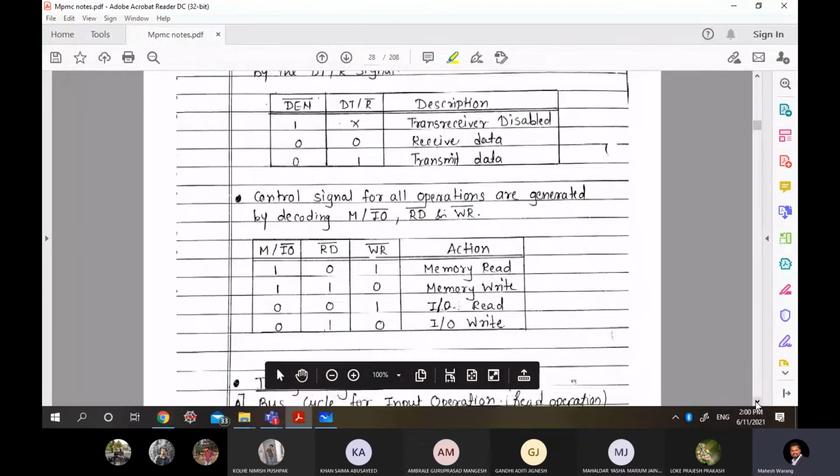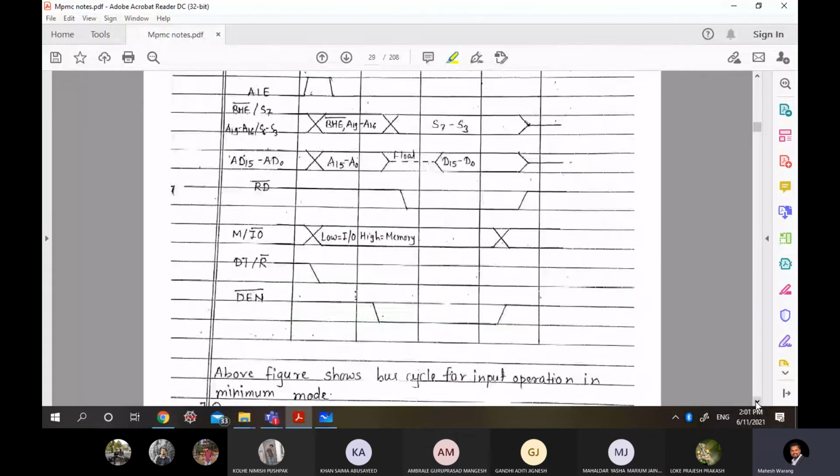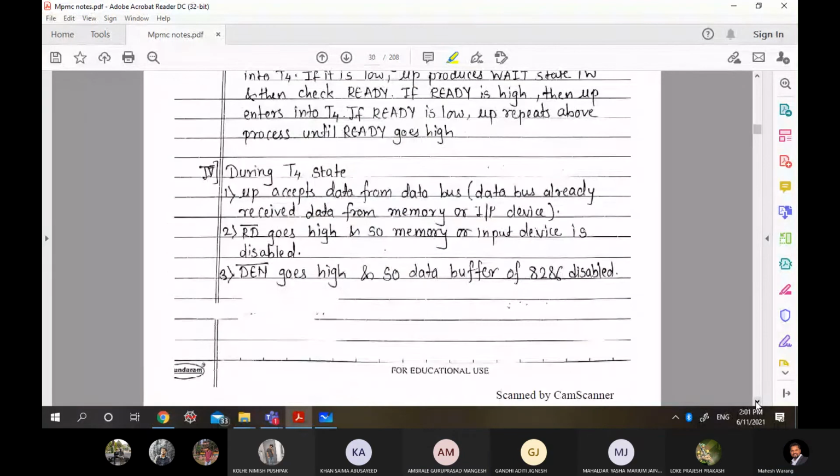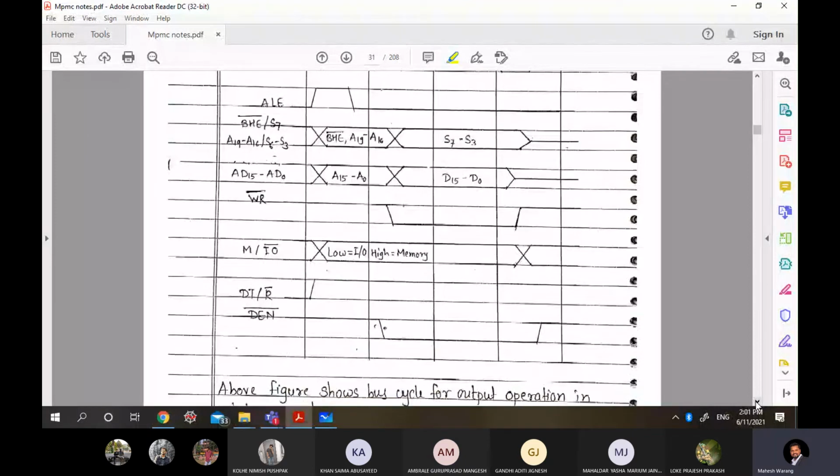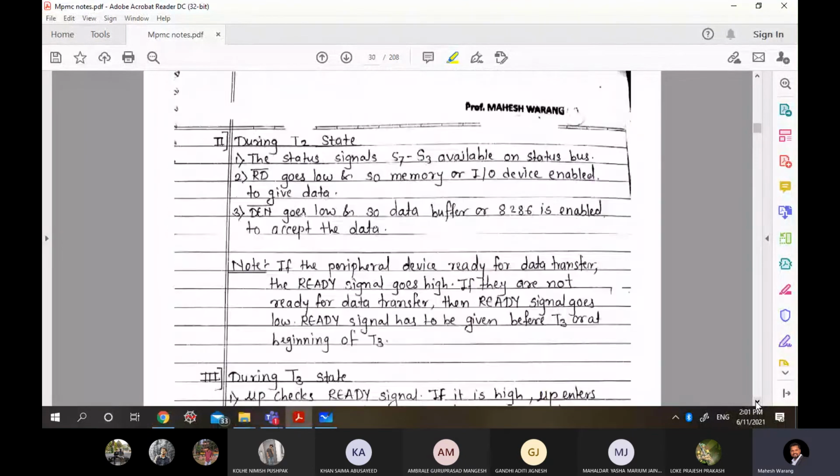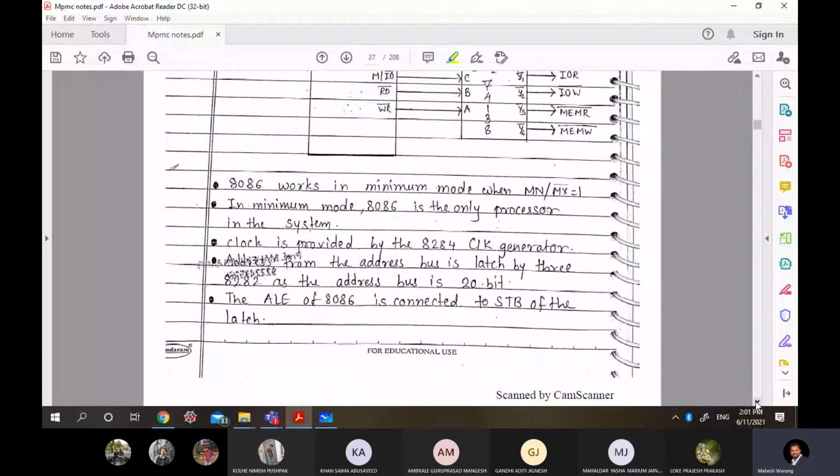Okay. Now next we will see the maximum mode configuration and then we will see the timing diagram. First of all, let me take you to the pin diagram. Here is the pin diagram.